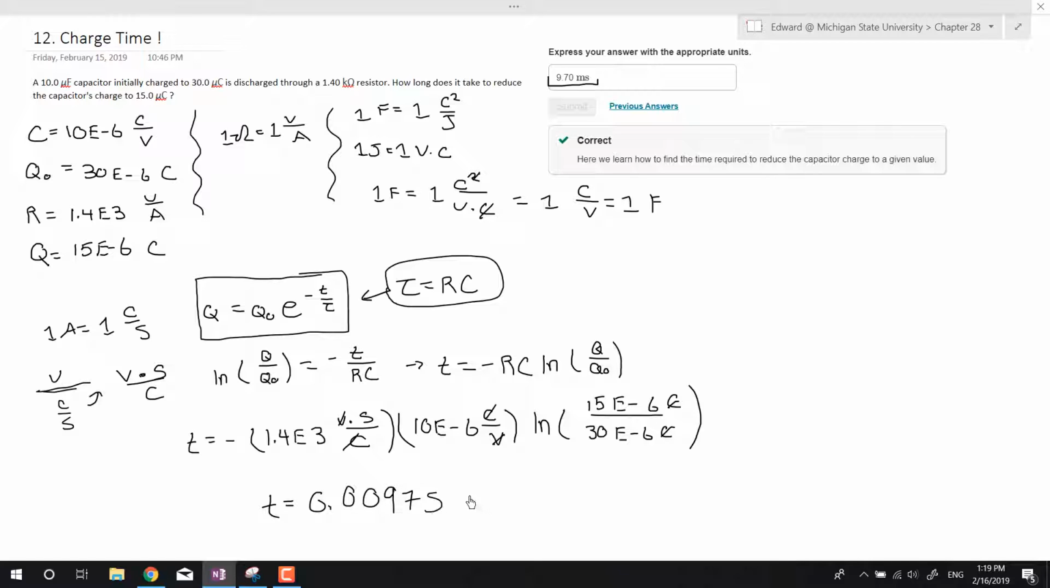And then we get 0.0097 seconds, which if we get it in milliseconds, we move it 3 places over, 1, 2, 3, so that's going to be 9.7 milliseconds, which is exactly what we had here.